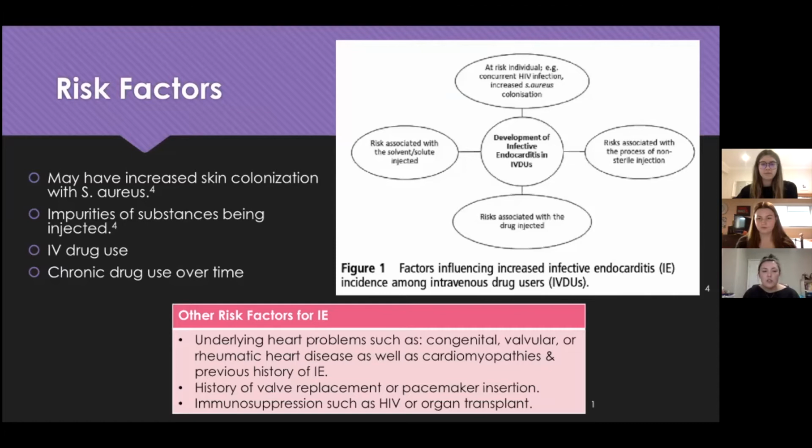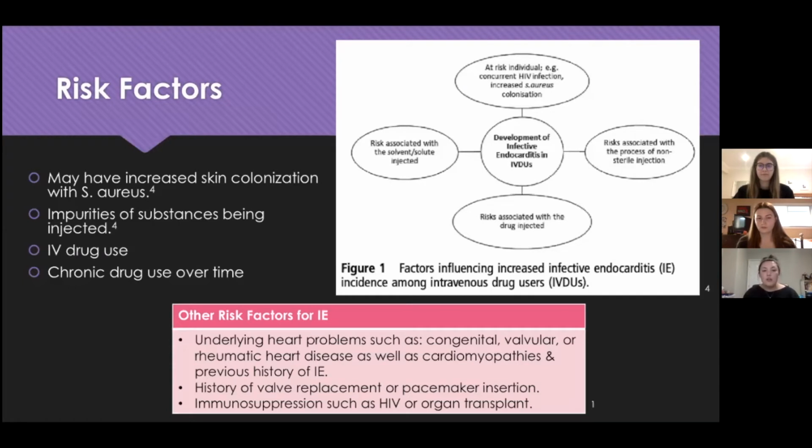In addition to that, they may also have increased skin colonization with S. aureus, as well as damaged nasal mucosa and skin, which increases colonization with S. aureus. There are also impurities in the substance being injected. Oftentimes, substances are added to drugs to make them more profitable. However, these are impure, which can cause damage to the endocardium over time. The fact that they are injecting intravenously, puncturing the skin, provides a direct route for bacteria to go through the heart.